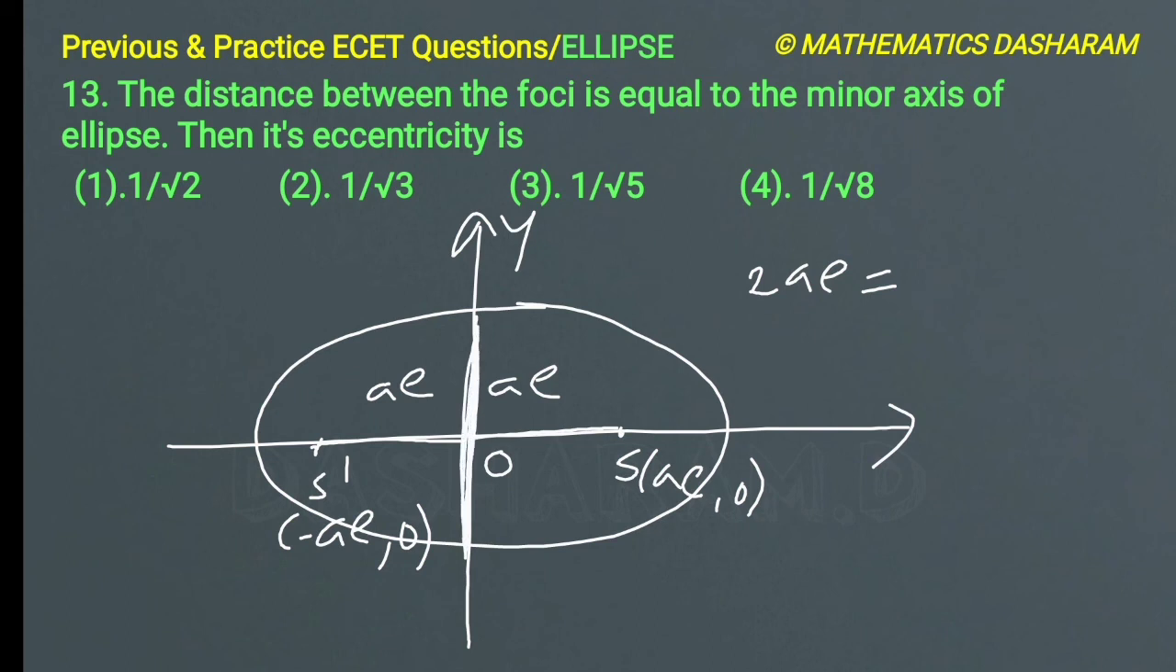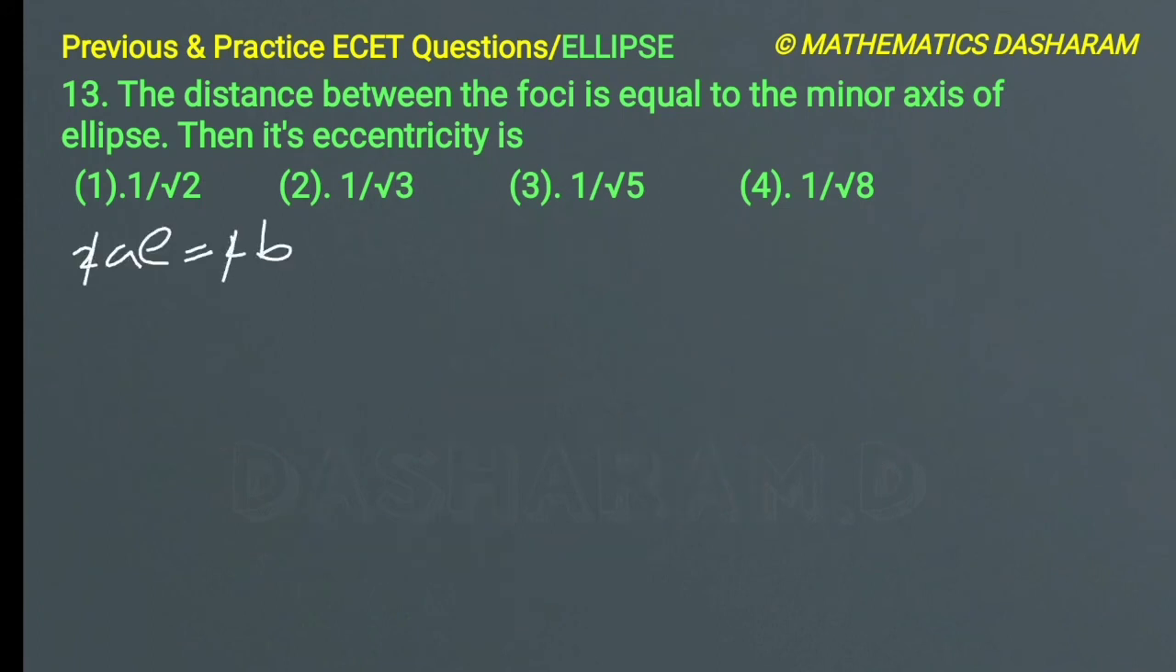So we know very well that one coordinate will be (0, b) and it is (0, minus b). So the minor axis length is what? From here to here b, from here to here b, so overall 2b. So here we can cancel the 2 on both sides. ae equals b is one condition. Now he is asking what is the eccentricity.